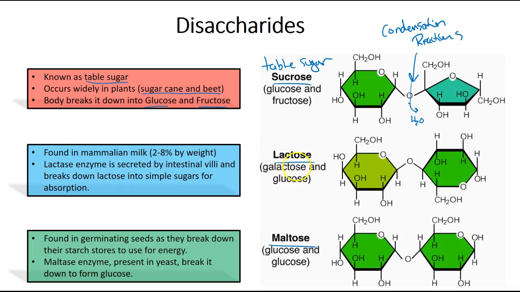Lactose is the milk sugar, okay, found in mammalian milk. 2 to 8% of the milk by weight is lactose. It is a very non-sweet sugar and requires a specific lactase enzyme that is secreted by your intestinal villi and is utilized to break down lactose into the simple sugars for absorption.